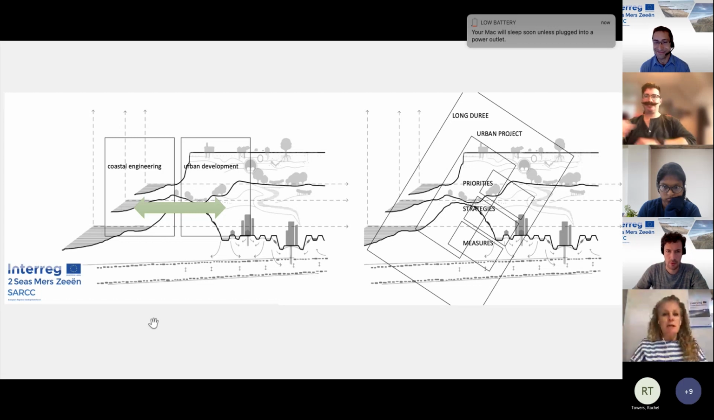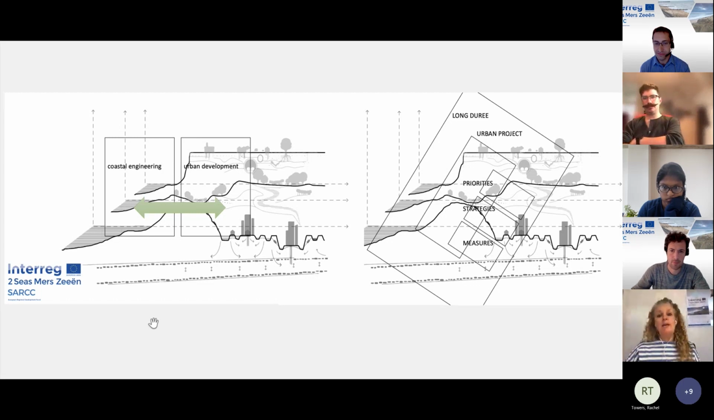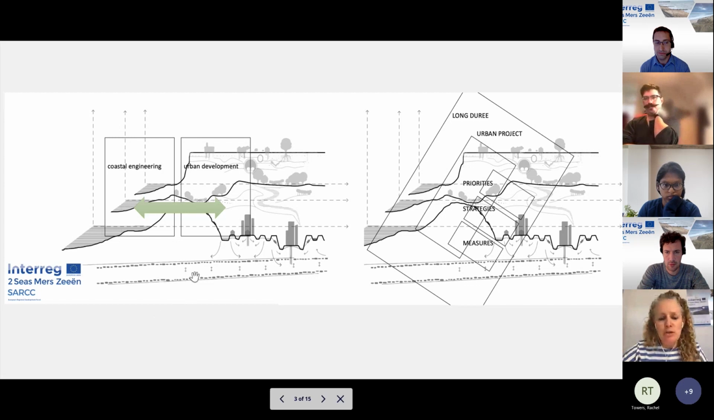Sorry about that. So what you see here is that we're really looking into the interaction between coastal engineering and urban development. And what is missing here is really that the Maritime Archaeological Trust also had a lot of input where the longue durée played an important role. So that's the image here on the left, and on the right you see the steps that we're taking.